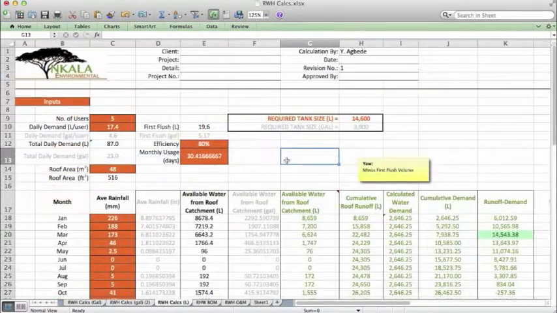All right, so that is our spreadsheet, and it gives us the required tank size for our particular situation. You see how it varies with the amount of rainfall, varies with the roof area, varies with the required tank size.